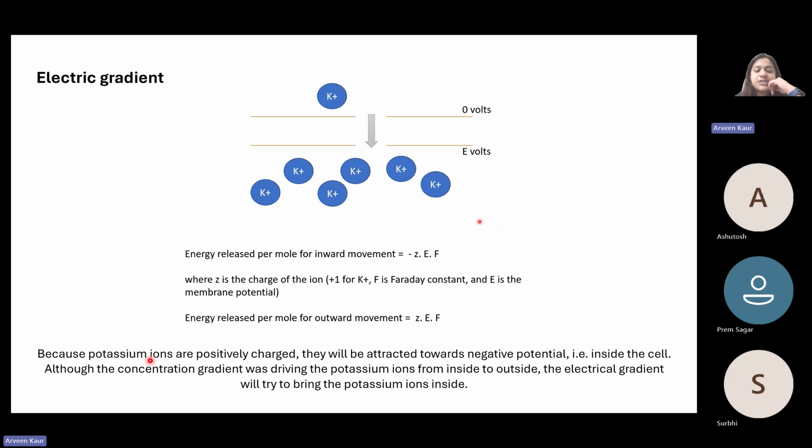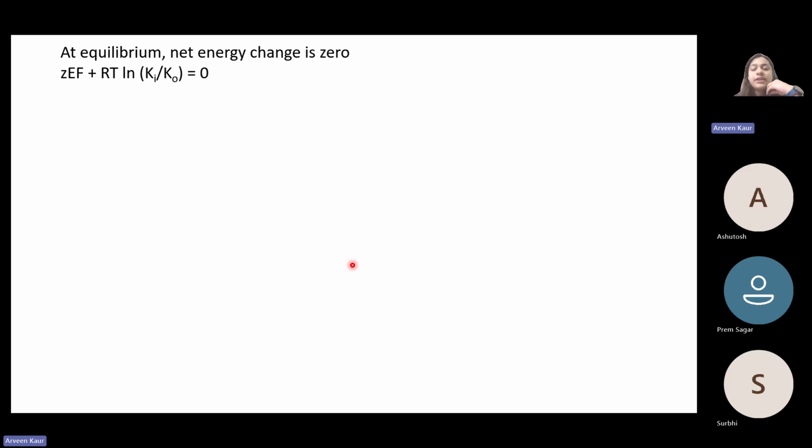Because potassium ions are positively charged, they will be attracted toward the negative potential, that is, inside the cell. Although the concentration gradient was driving the potassium ions from the inside to the outside, the electrical gradient will try to bring potassium ions inside the cell. When we talk about the equilibrium state, the net energy change is zero. So what does equilibrium mean? That there is no change of ions happening across this plasma membrane from either the inside to outside or outside to inside. No net change is happening, right? So that means it will be at equilibrium.